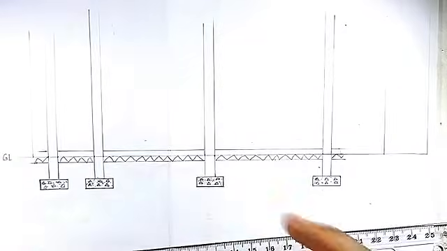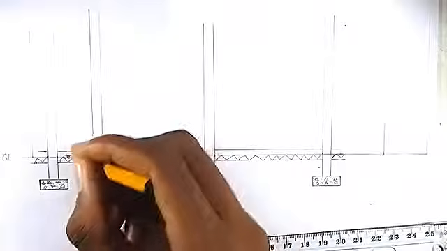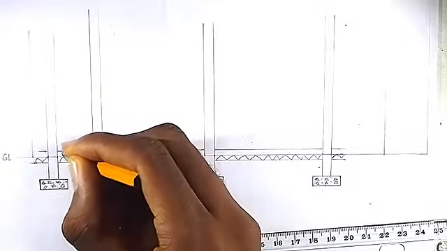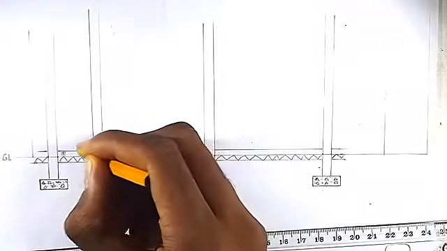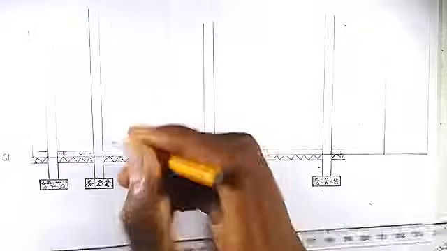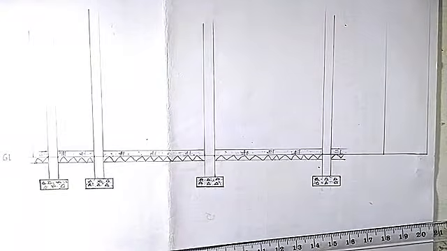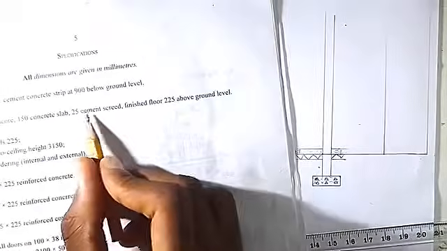So this is for the concrete slab. For the concrete slab, the sign for it is we'll use something like hatching here for the iron rod. Then we use dots for sand. Same thing here. Now after the concrete slab, we have the 25 cement screed.